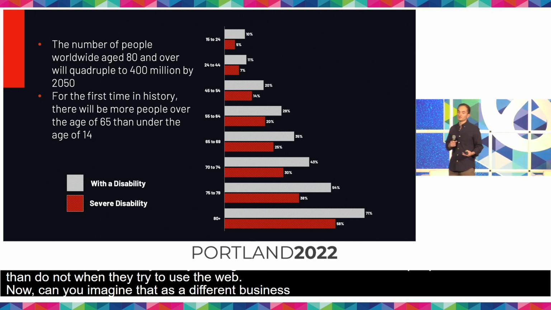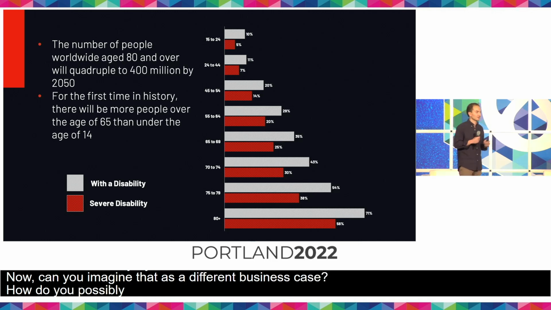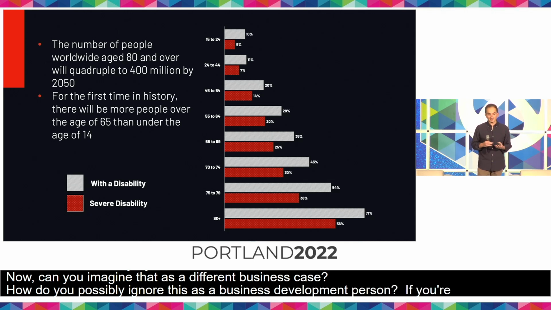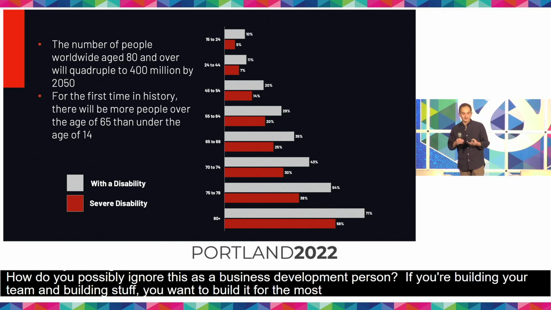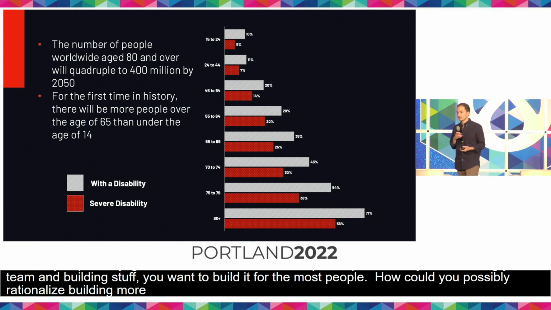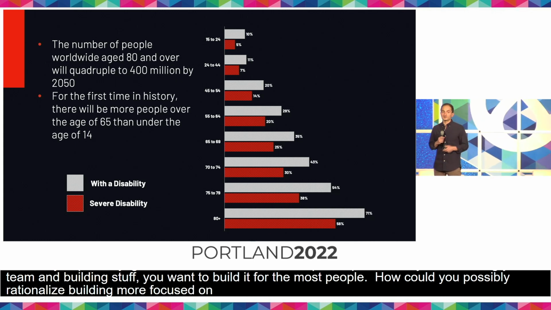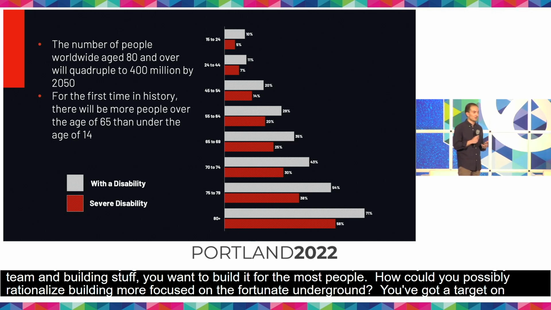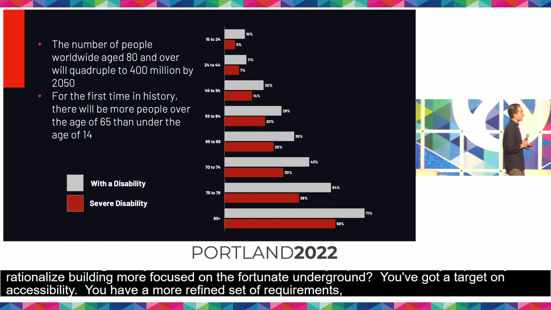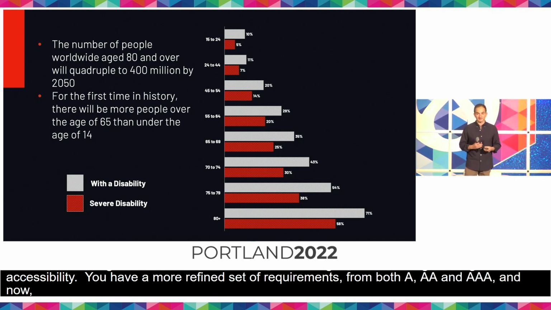As a business development person, as someone in charge of your finances, you're growing your team and building stuff, you want to build it for the most people. How could you possibly rationalize building more focused on the 14 and under crowd than the 65 and over? Before you know it, you've got a target on accessibility. You have a more refined set of requirements from both AA and AAA. And now we finally worked our way out of AAA compliance and back to a more human-centered approach.